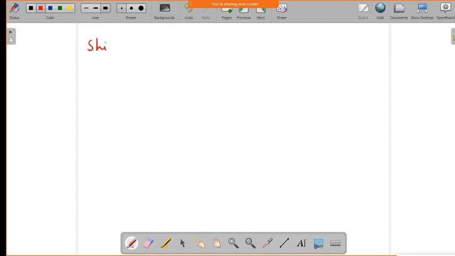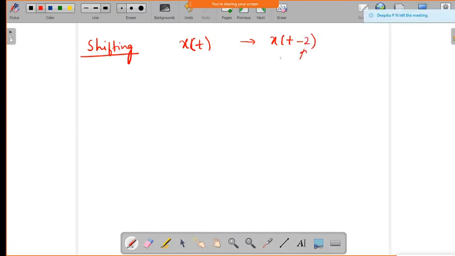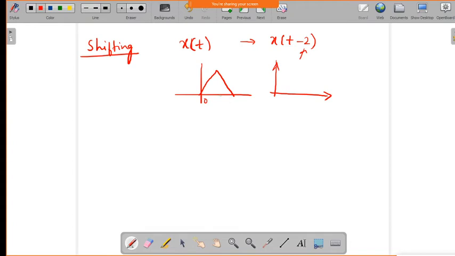First one we have done is shifting, right? So if they ask for x of t minus 2, then you have to shift by the unit value, which is 2. Say for example, if you have an x of t signal like this, you will be shifting it by the value 2. So if this is 0, this is 1 and this is 2, it is starting from 2, you will get the signal. This is shifting, 2, 3 and 4. So, this is about the shifting.